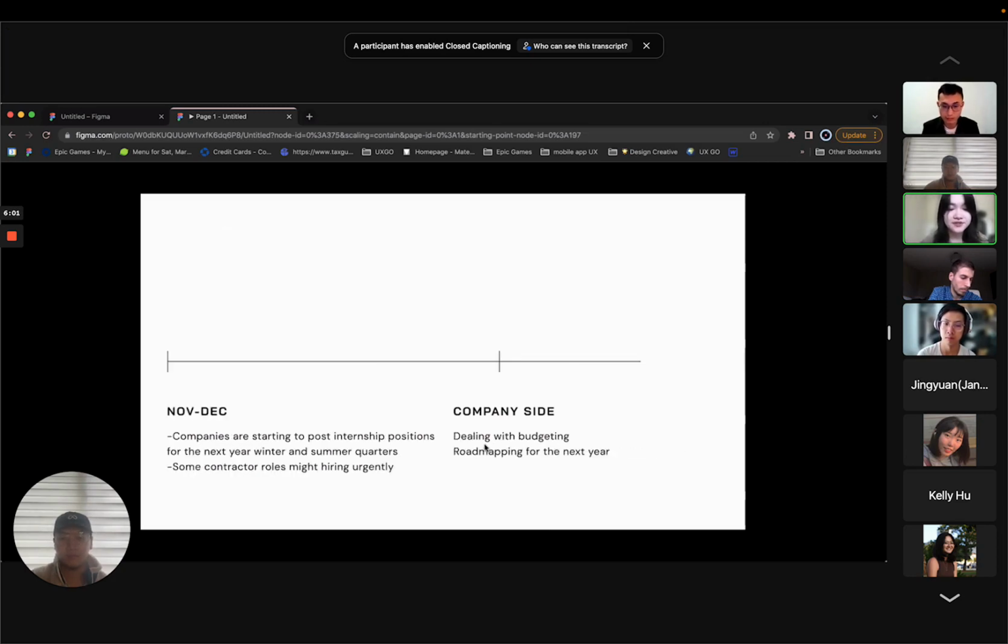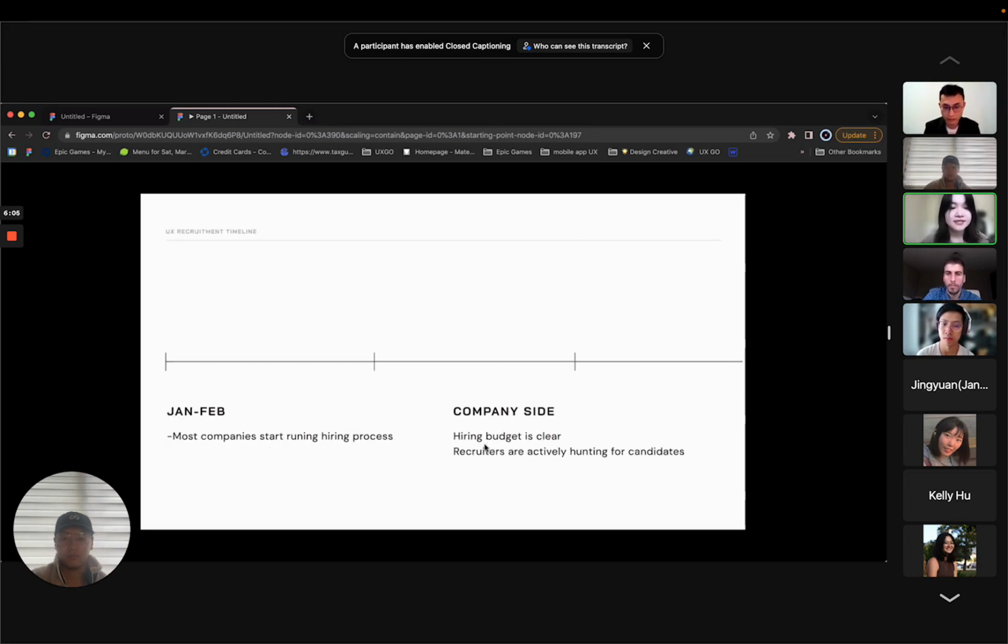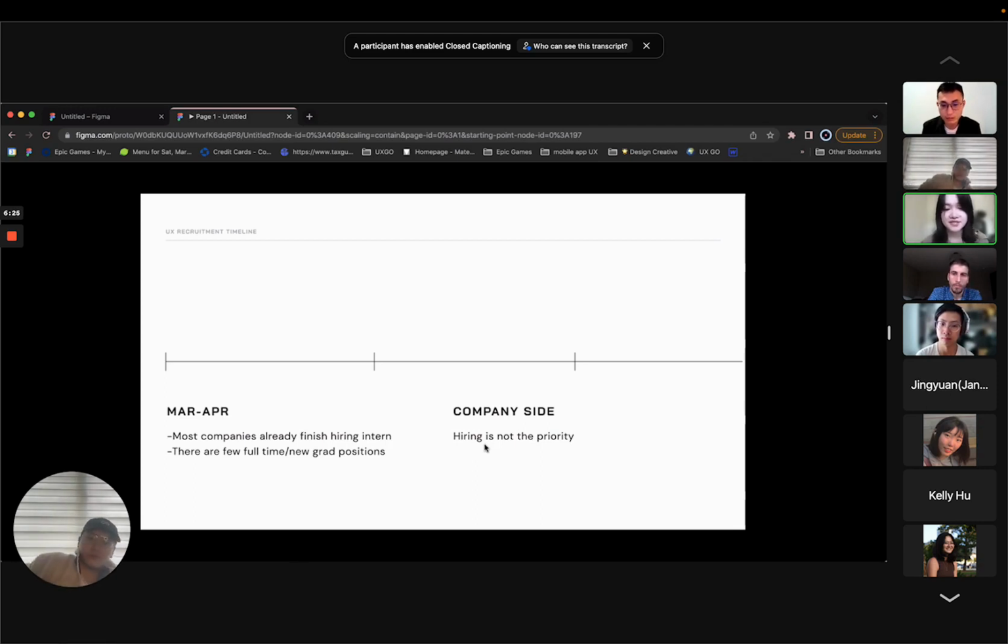For November to December, most roles are going to come out. In January and February, new roles are still coming out, but that's also the time when companies are interviewing and running their hiring process. But here, it's almost the end of the popular season. You still have a chance to apply for some positions, but you need to know that it's going to be super competitive.